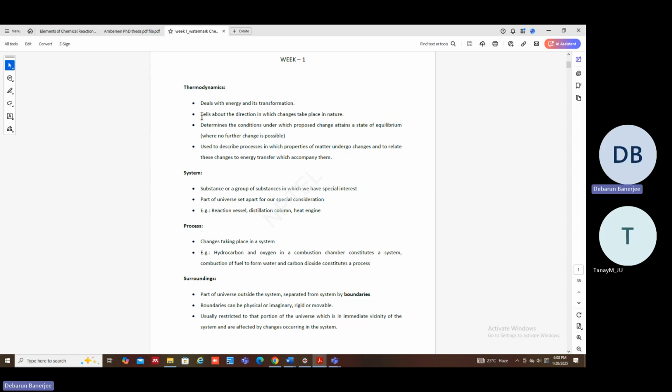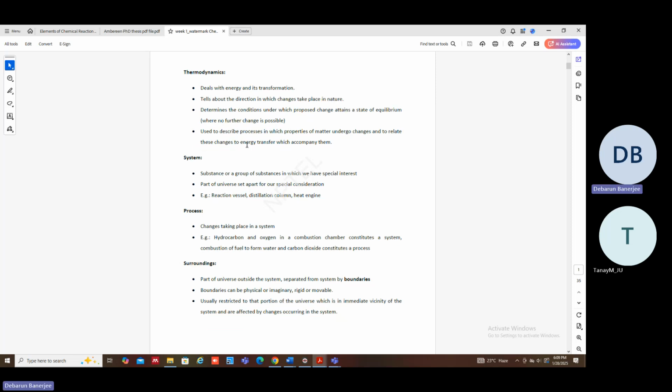For example, in a chemical transformation, thermodynamics tells us the feasibility of the reaction, whether from A to B we can go by a natural process or by some external energy source or not. So it tells us about the direction in which the changes take place in nature.